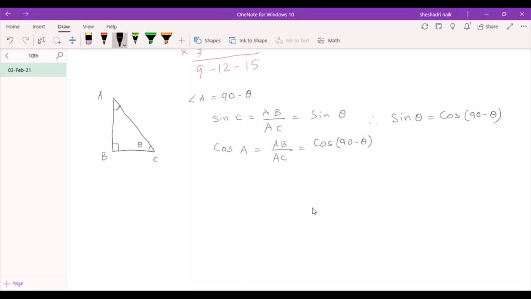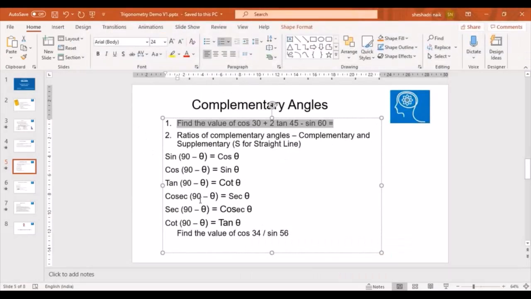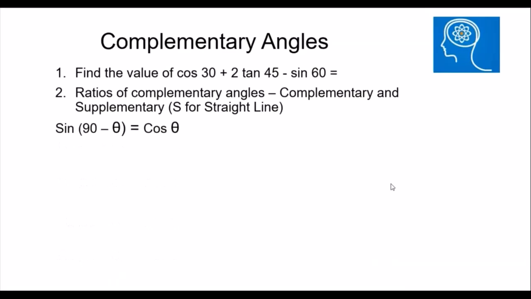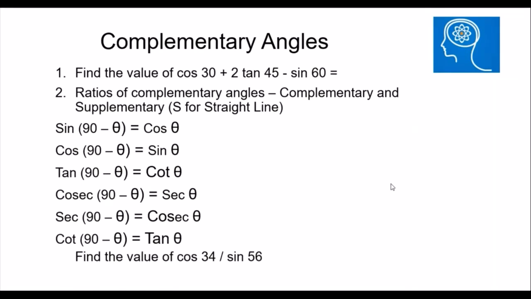Okay. So thus we can see that all these ratios can be established that way. Please write all this down. Sine of 90 minus theta is equal to cos theta, cos of 90 minus theta is equal to sine theta, and so on. So write these particular six values. Once you have written, solve the next sum.